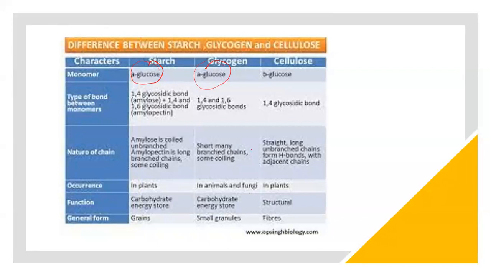Starch is only found in plants, while glycogen is found in animals and fungi. Starch and glycogen have the same function. We use them as a carbohydrate for storage of energy. Starch is found in the form of grains. If you take a look at a plant cell, you will see grains of starch present. Inside animal cells, we will see small granules of glycogen found within the cell.